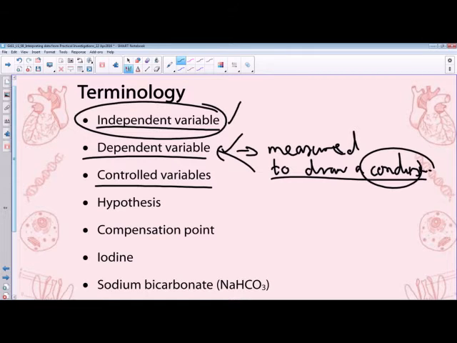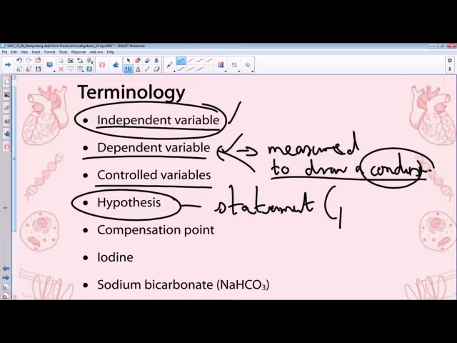Hypothesis, guys, it's a statement of intent, and what have you predicted, or it's an educated guess. So what's the prediction that you can make? So it's a statement about the prediction that you possibly anticipate happening in an experiment.